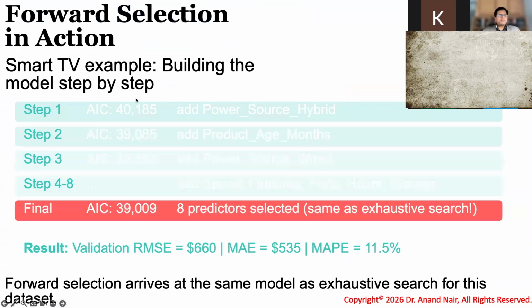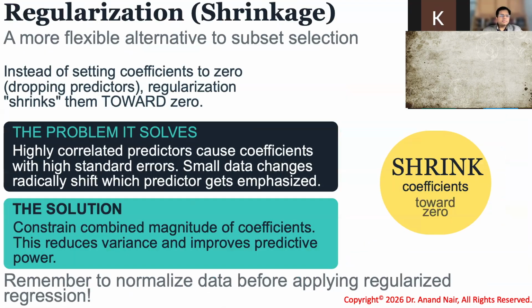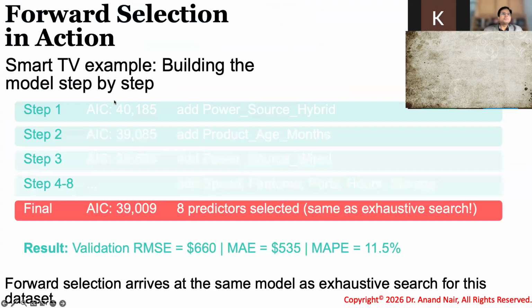So here is forward selection in action. The text is a little hard to see here, but essentially these are what was added in each step. So in the first step, you add the power source hybrid, and I'll change this to a black color so that it can be seen. So power source hybrid is added in step 1. So we see AIC was 40,185. Then AIC goes down to 39,000, which means the model is becoming better by adding another variable, which is power, age, month, and so on and so forth.